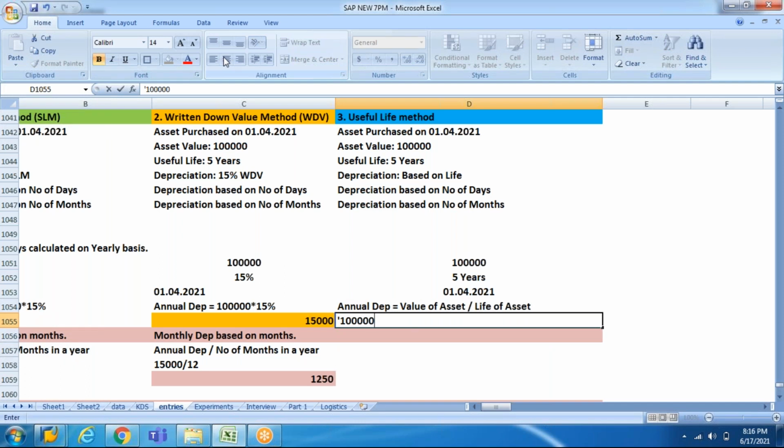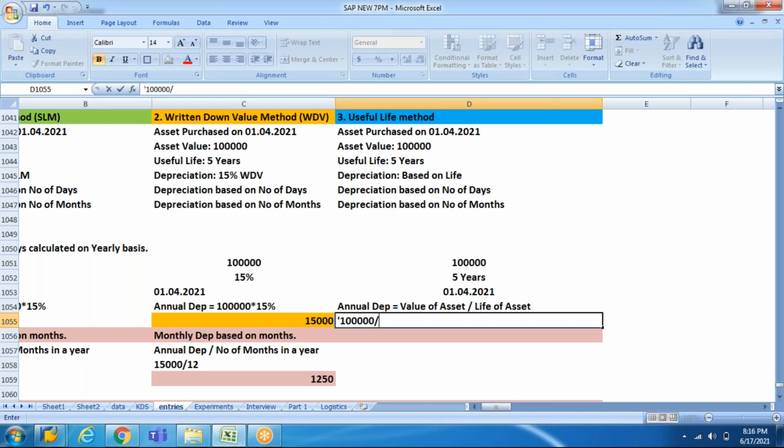When you say value, you mean value of the asset purchased. Correct. Whenever you say value of the asset, it is the purchase value. If you want to know the current value of the asset, that is represented as net book value of the asset.